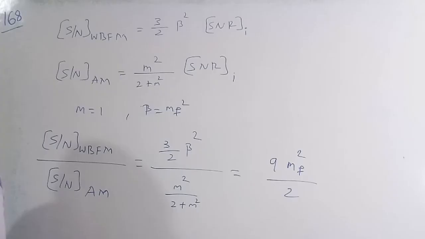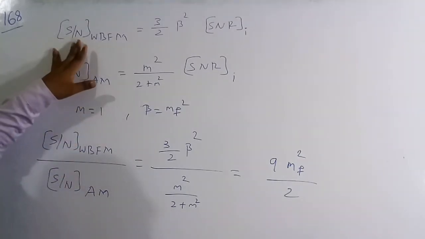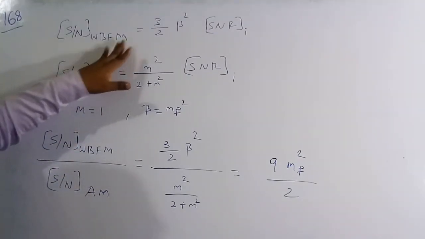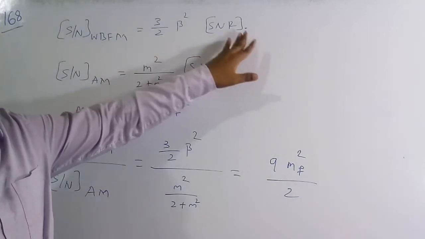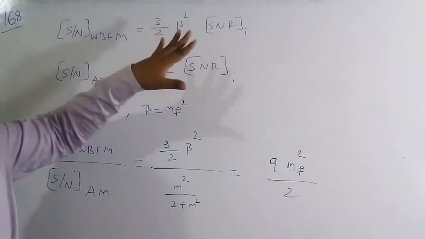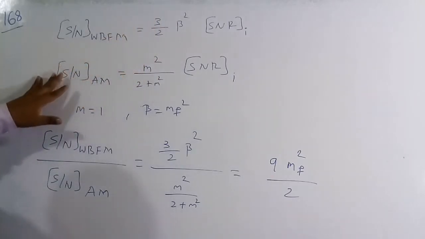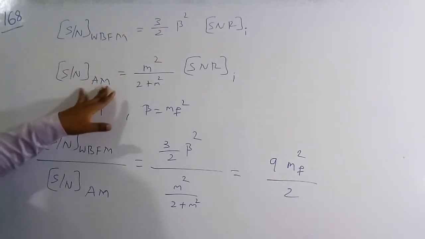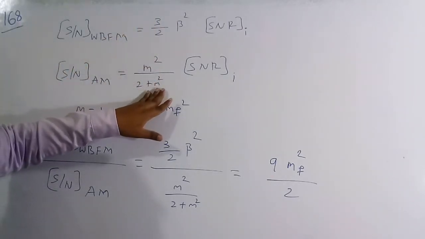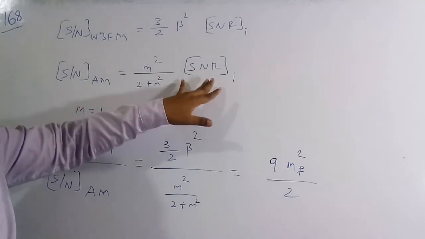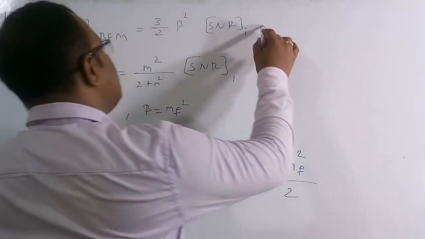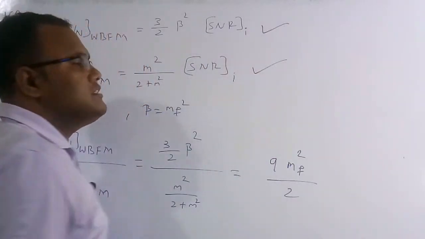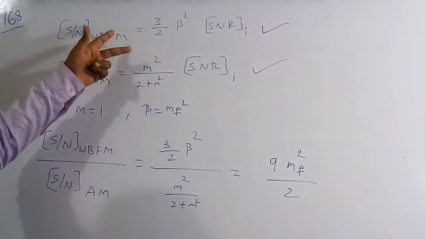So let's solve this numerical. Basically, the signal to noise ratio of the wideband FM is equal to 3/2 beta square into the signal to noise ratio of the input. Yes, I have derived this in my previous lectures. Also, the signal to noise ratio for the AM is m square by 2 plus m square into the signal to noise ratio of the input. Yes, these two relations I have already given in our notebook, and in the previous class I also told you regarding these two things.